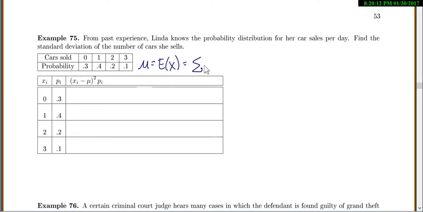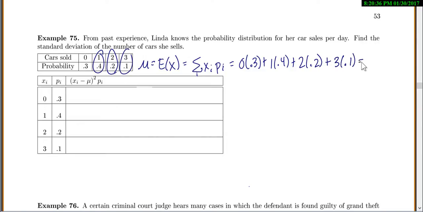And this seems to be discrete, so we'll use our summation. We'll sum up each x value times its probability. So the first x value is 0, its probability is 0.3. Our next x value is 1, its probability is 0.4. And then we have an x of 2, and its probability of 0.2. X is 3, its probability is 0.1. So this gives me 1.1. So the average is 1.1 cars per day. First step is always find the average, because now you can go through and actually try and find the variance.